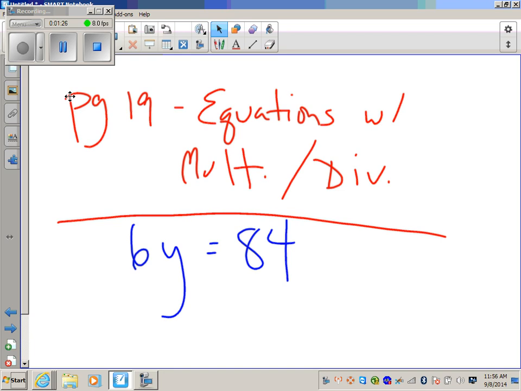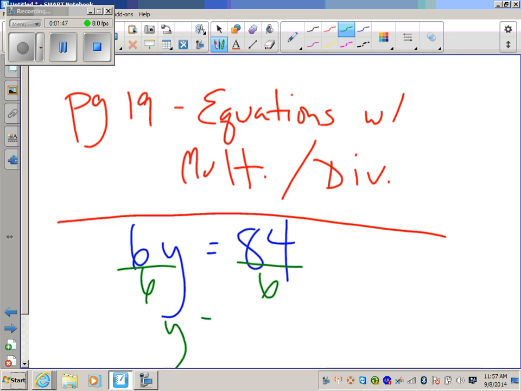How am I going to find out what y is? How am I going to get y by itself if it's being multiplied by 6? In equations, we focus on opposites. What's the opposite of multiplying by 6? And we're going to do that where? Both sides. 6 divided by 6 is 1. 1y, show me 1y. It looks just like that. 84 divided by 6.